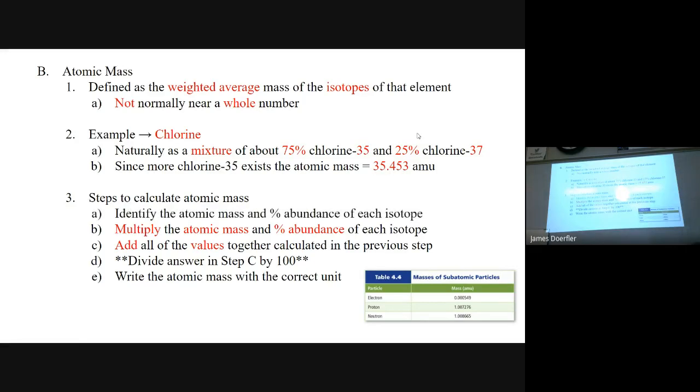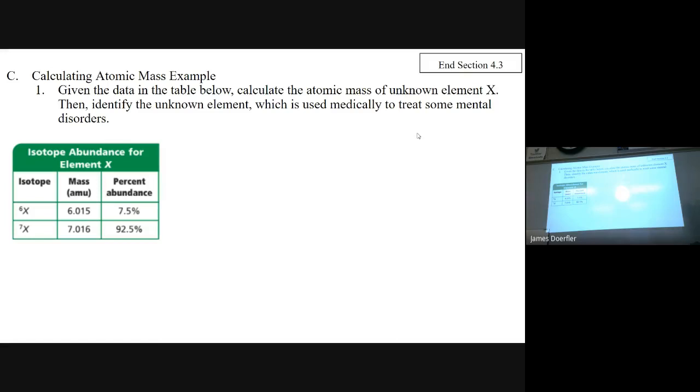So let's do an example. I want your calculators out and ready for this one, then we're done. So, given the data in the table below, calculate the atomic mass of an unknown element X. Again, the X is just a variable. It does stand in for a known element, but that's for us to figure out. Once we calculate the atomic mass of the unknown element, we then have to identify it. And to give us a little bit of extra information, it is oftentimes used medically to treat some mental disorders.